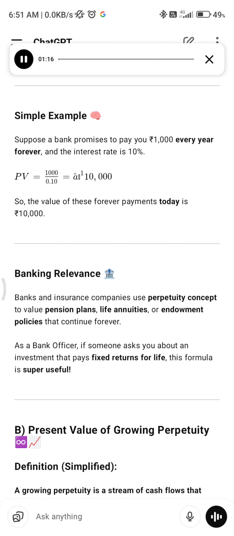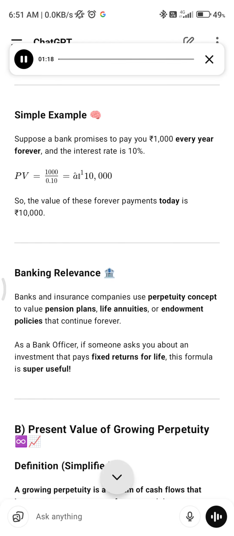Simple example. Suppose a bank promises to pay you $1,000 every year forever, and the interest rate is 10%. PV equals 1,000/0.10 equals 10,000. So the value of these forever payments today is 10,000.